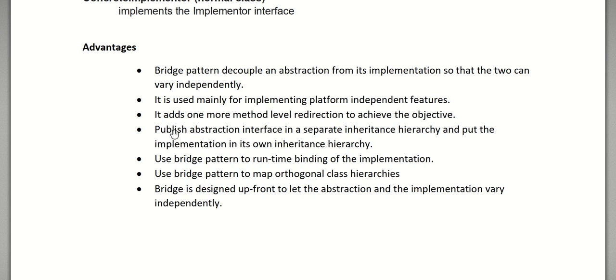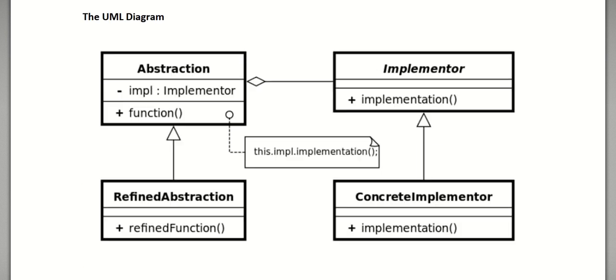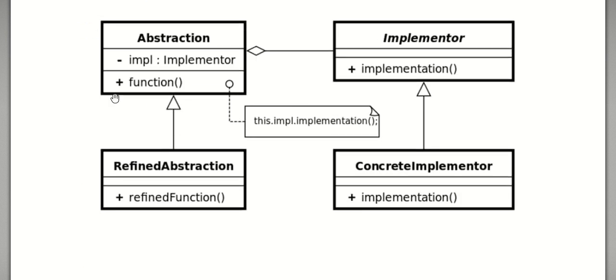It adds one more method level redirection to achieve the objective. Basically, whenever I want to send a message, first I will call my implementer dot implementation, and implementation will make the actual functionality or implement the functionality. So that's all about the bridge pattern.